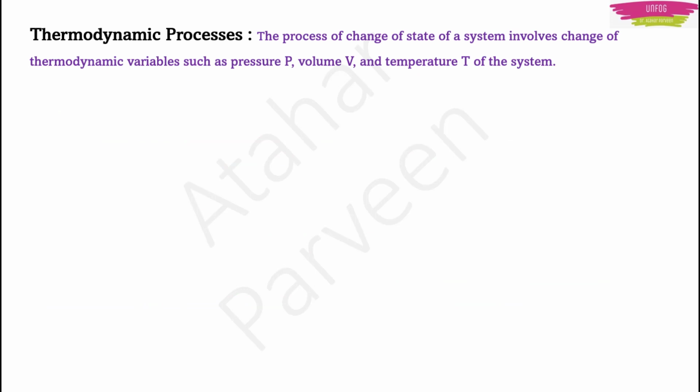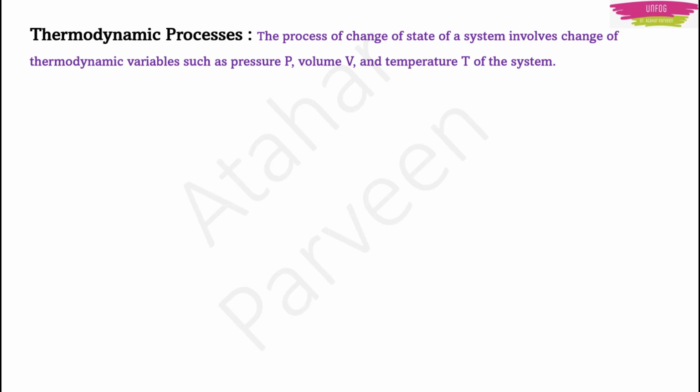Now let's talk about the various thermodynamic processes. First of all, what is a thermodynamic process? A thermodynamic process is just a change of state of a system, but this change involves a change of macroscopic variables, or thermodynamic variables. What are they? Pressure, volume, temperature, mass, composition, etc. Isn't it? So, if there is any change of a system, and it involves a change of these variables, then that process is known as a thermodynamic process.